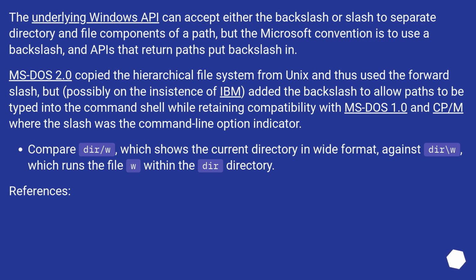The underlying Windows API can accept either. MS-DOS 2.0 copied the hierarchical file system from Unix and thus could have used the slash, but, possibly on the insistence of IBM, added the backslash, because the slash was already used for command options, for example dir/w, which shows the current directory in wide format.